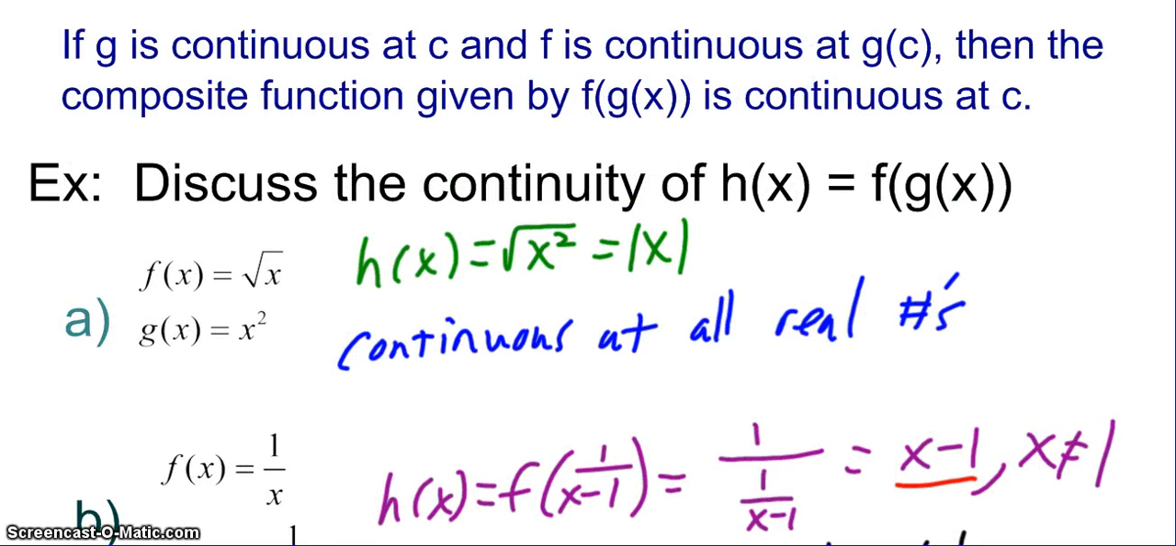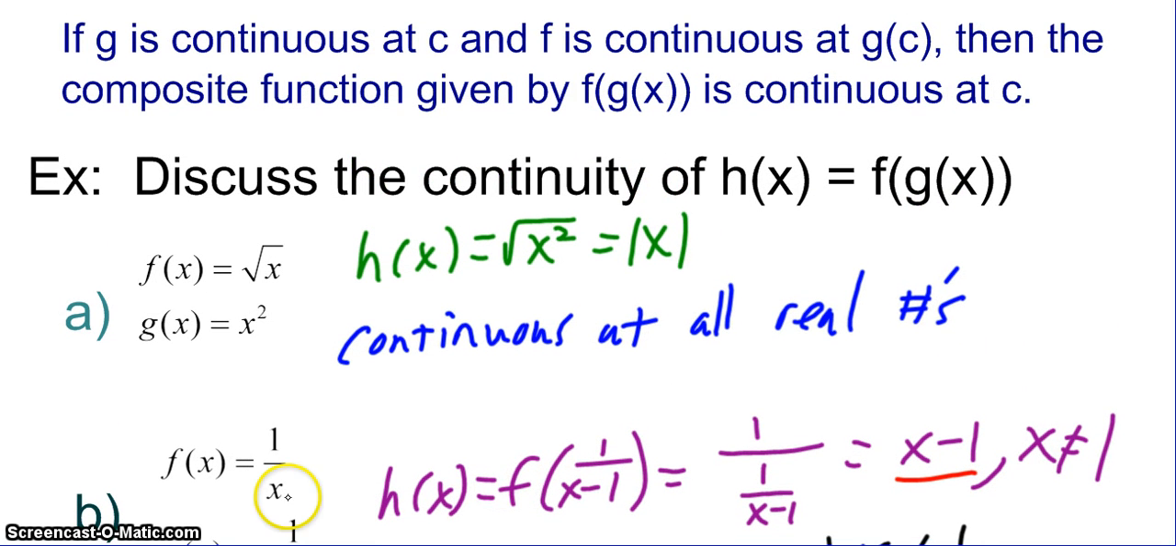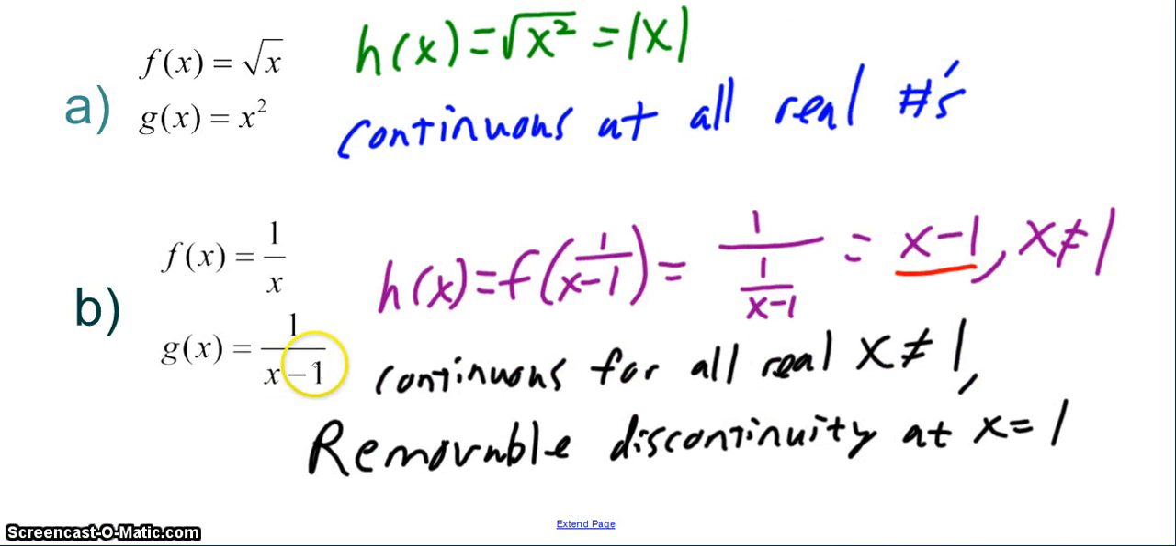So again, going back up here to the definition, g of x is continuous everywhere except at 1. And so although h of x as a function in itself, which is just x minus 1, would normally be continuous everywhere, it's restricted by the continuity of g of x, which was discontinuous at x equals 1. Notice though in g of x, it was a non-removable discontinuity, whereas in h of x, it becomes a removable discontinuity.